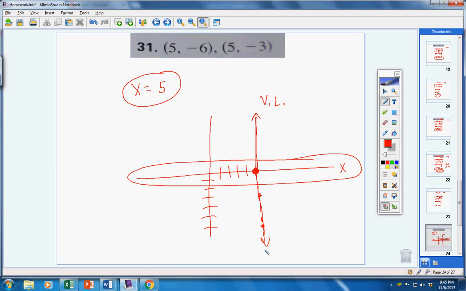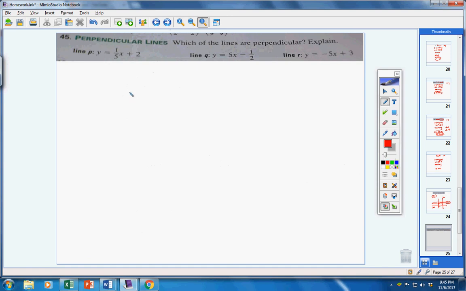Okay? Remember, guys, vertical lines are x equals equations. Horizontal lines are y equals equations. Okay? Alright, number 45. The directions say to determine which of the lines are perpendicular.